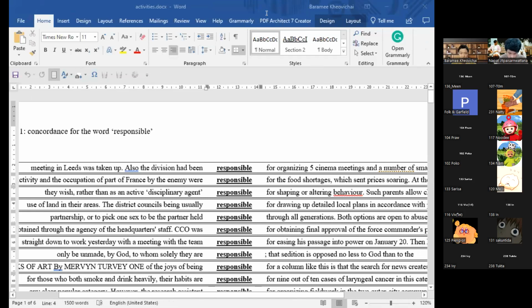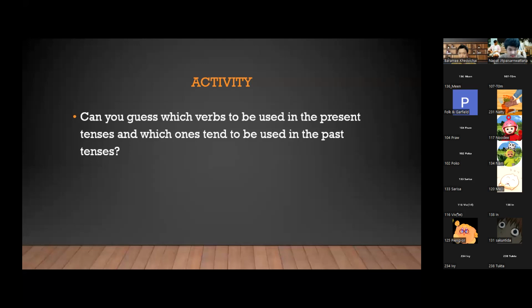Is it PowerPoint now? No, it's still Microsoft Word. Microsoft Word, okay. Is it PowerPoint now? Yes. Okay, great.